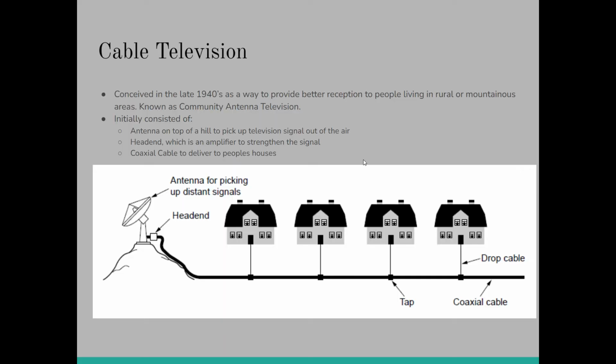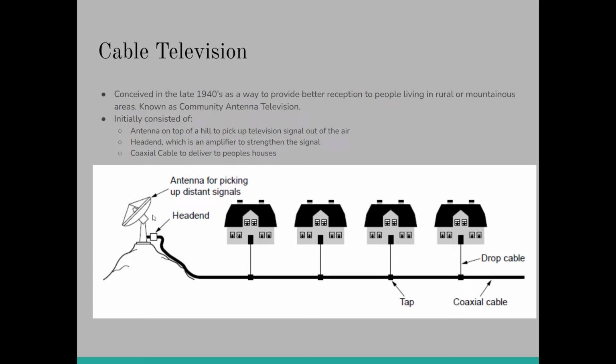Hello, so today we will be looking at cable television. Cable television started around the late 1940s. It was a better way to provide reception to people who were living in rural and mountainous areas. Initially, it was known as community antenna television. It did consist of three main parts.